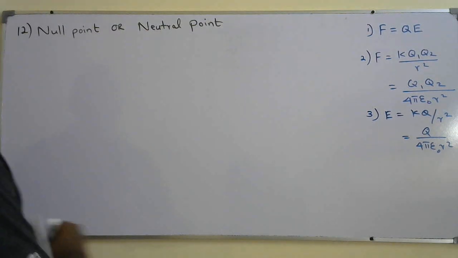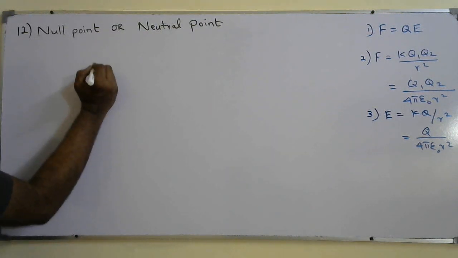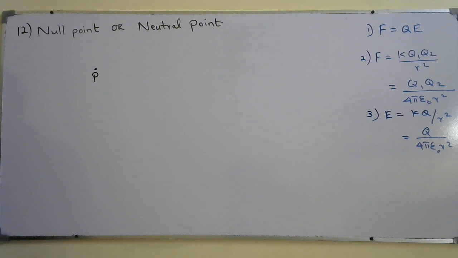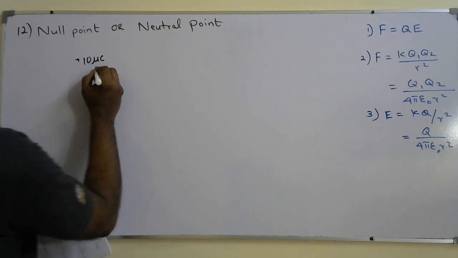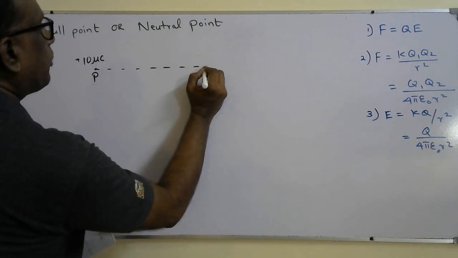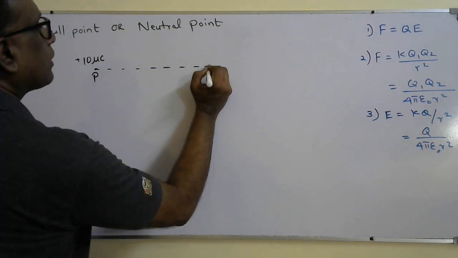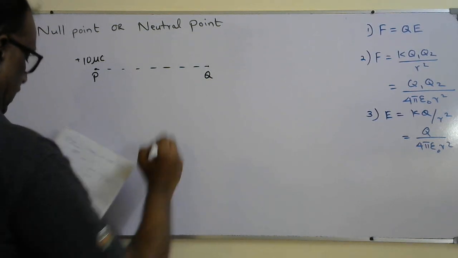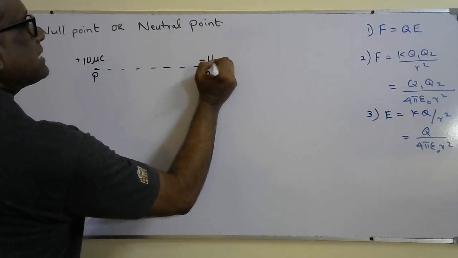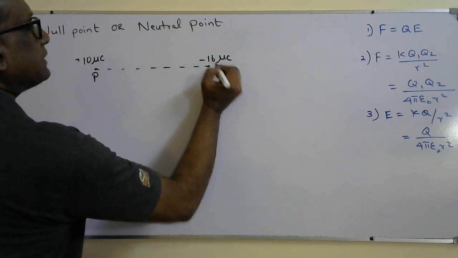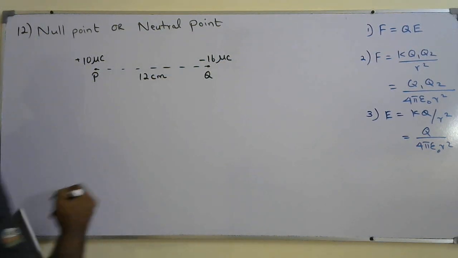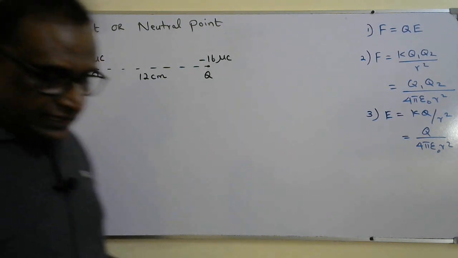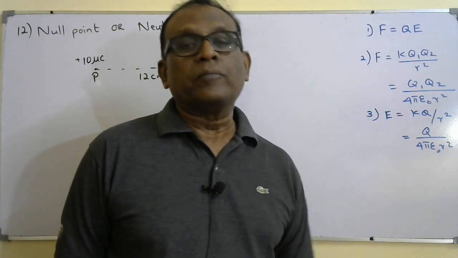For example, there are 2 point charges kept. At point P, there is a 10 microcoulomb positive point charge kept. There is another point Q at which a negative 16 microcoulomb point charge is kept. Distance between P and Q is 12 centimeter. The question is, find the distance of a null point from P.